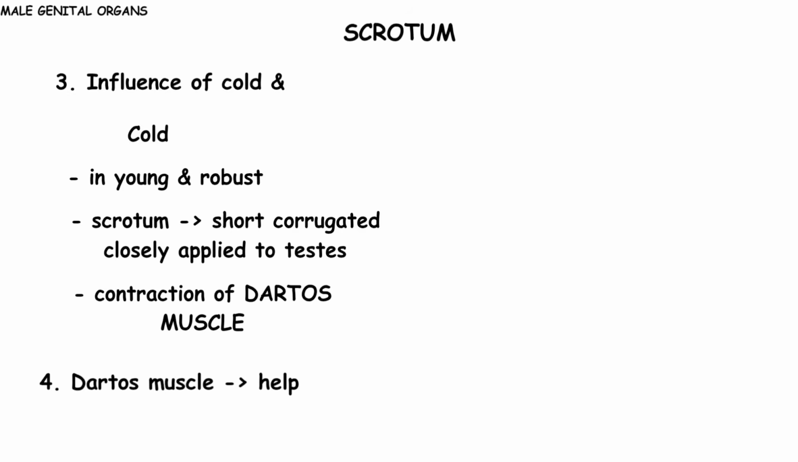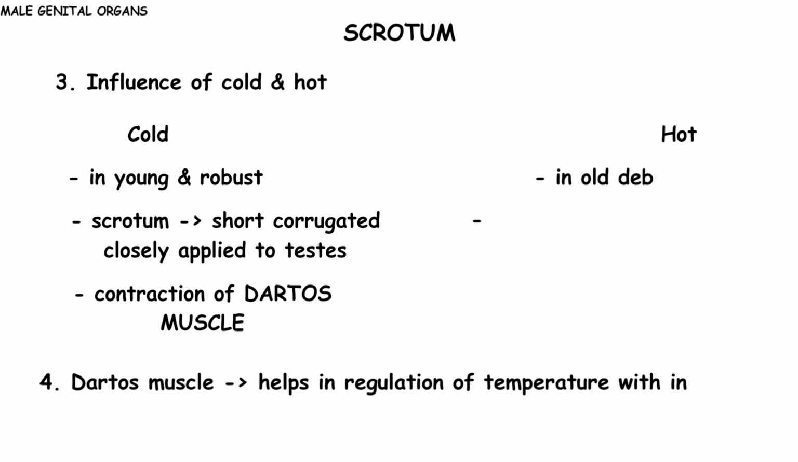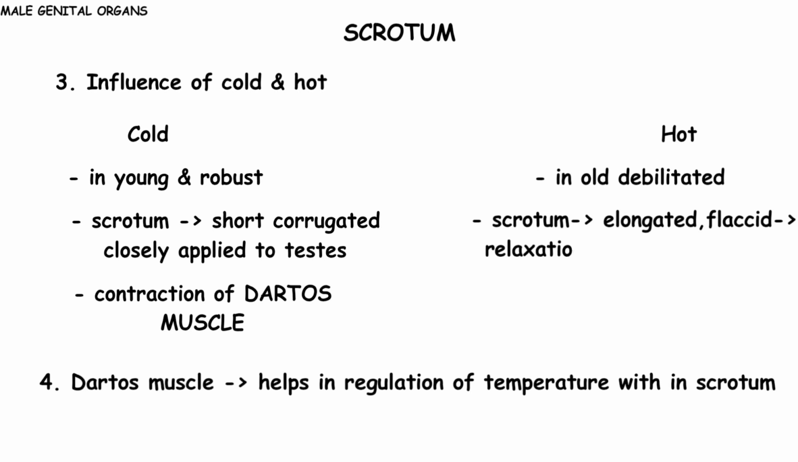Third point is the influence of hot and cold on the scrotum. In cold, especially in young and robust people, the scrotum becomes short, corrugated, and closely applied to the testes because of the contraction of the dartos muscle. In hot circumstances, especially in old debilitated persons, the scrotum becomes elongated and flaccid because of the relaxation of the dartos muscle. The fourth point is that the dartos muscle helps in regulation of temperature within the scrotum.